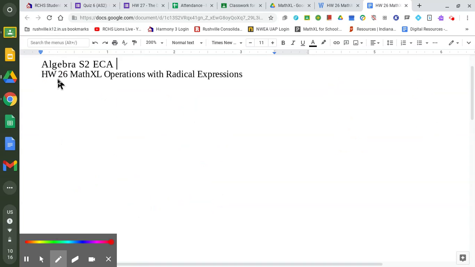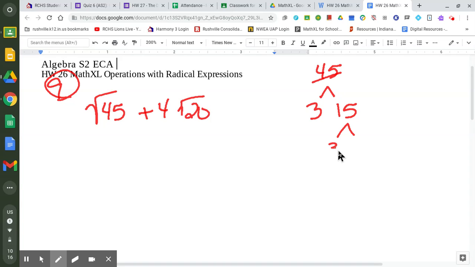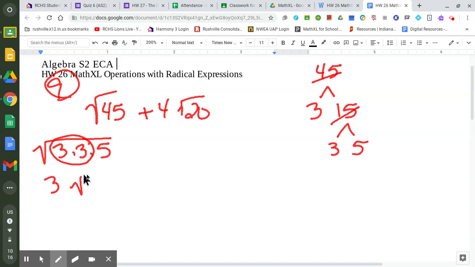Number 9, square root of 45 plus 4 square root of 20. Again, I'm going to have to do a factor tree. So factor tree for 45. Now 2 doesn't go into 45, so I'll have to divide by 3. So the square root of 45 is the same as the square root of 3 times 3 times 5. So I'm going to circle my pair, and it comes out.